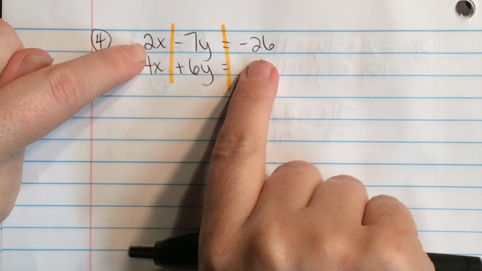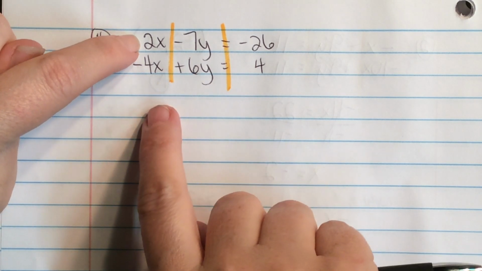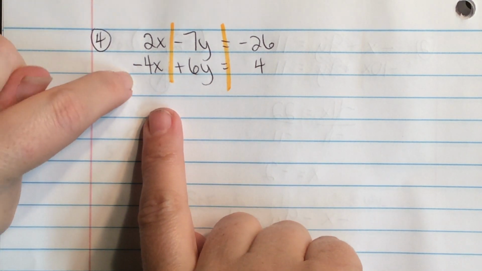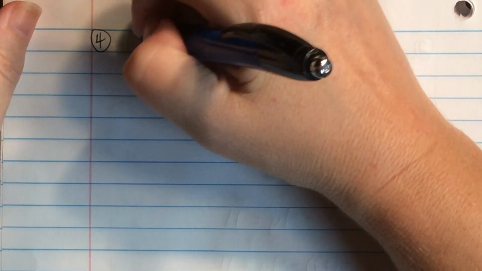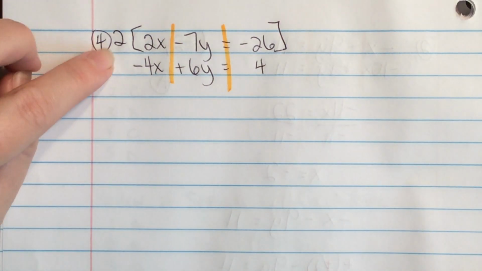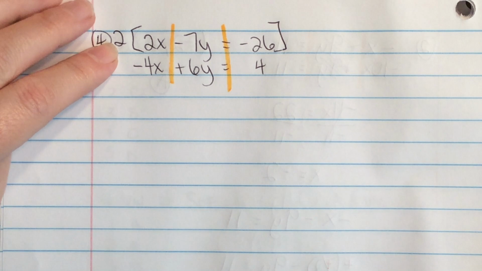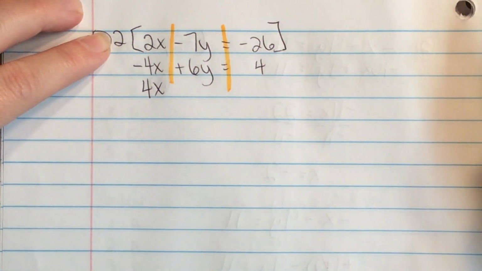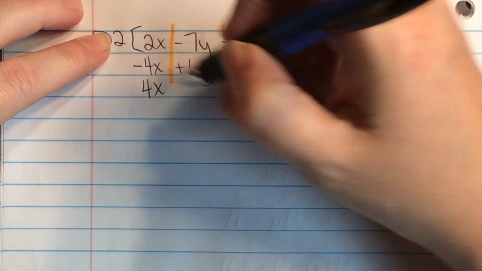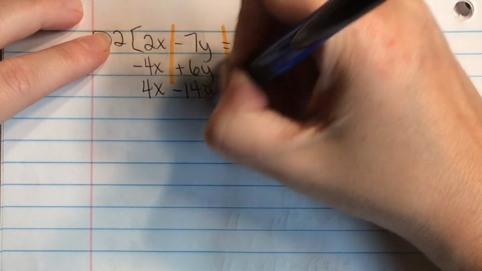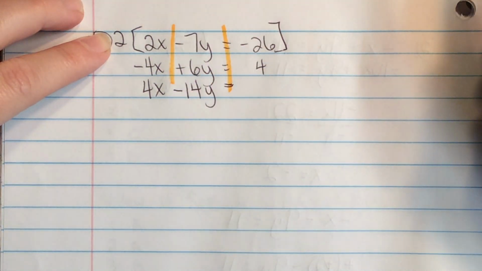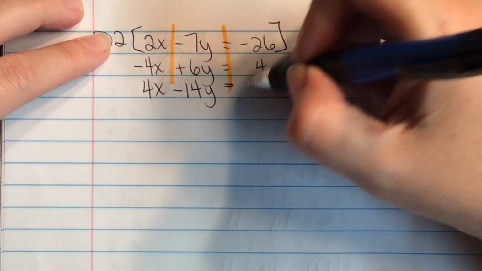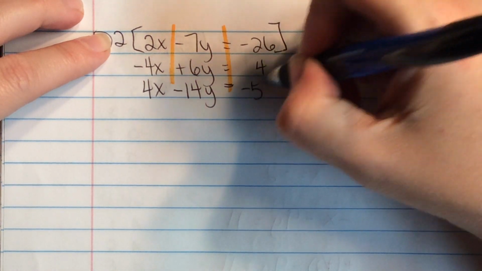It's going to be easier to do the x's because all that I need to do is multiply the top one by 2, and then that'll become 4x, and then this is negative 4x. So I'm going to take this top equation and multiply everything by 2. So 2 times 2x is 4x. 2 times negative 7y is negative 14y. And 2 times negative 26 is negative 52.